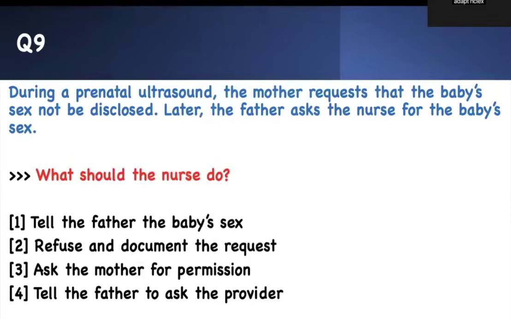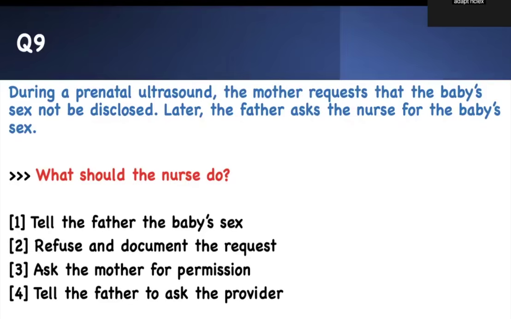During a prenatal ultrasound, same thing, ethics. The mother reports that the baby's sex not be disclosed. She said, don't tell anybody whether the baby is a male or female. Later, the father asked the nurse for the baby's sex.